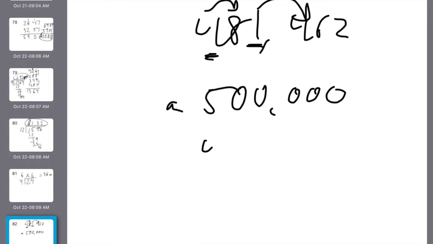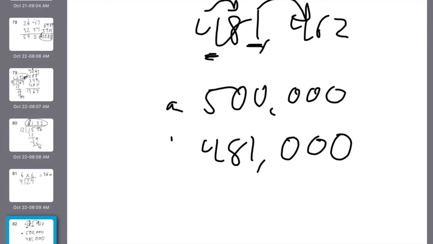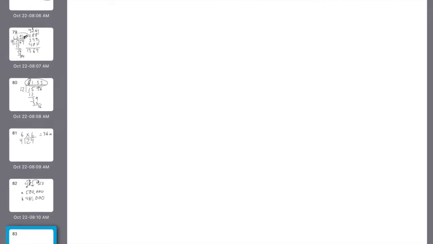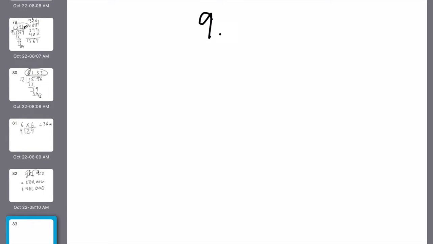B says this time round to the nearest 1,000. This is the 1,000. I look at the 4. 4 keeps it the same. So everything stays the same in front of it. Everything turns to zeros after it. 481,000.